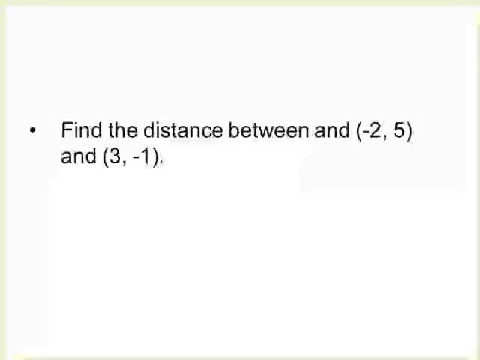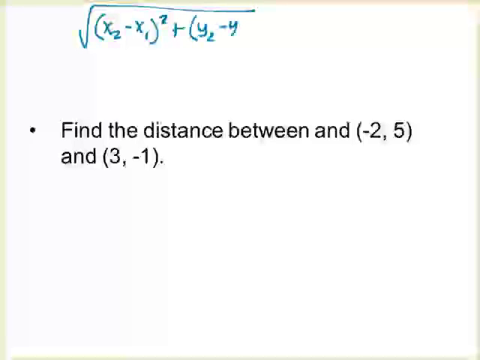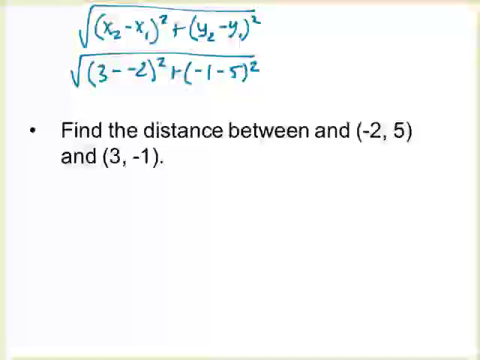So if you are a formula person, that formula said we have the square root of our x's subtracted squared and our y's subtracted squared. It doesn't matter which one is your x2 and which one's the x1, but we just need to subtract x's. So we can do 3 minus negative 2, and we're going to square that, and subtract our y's likewise. So negative 1 minus 5, and we're going to square that. That would give 5 squared plus a negative 6 squared.